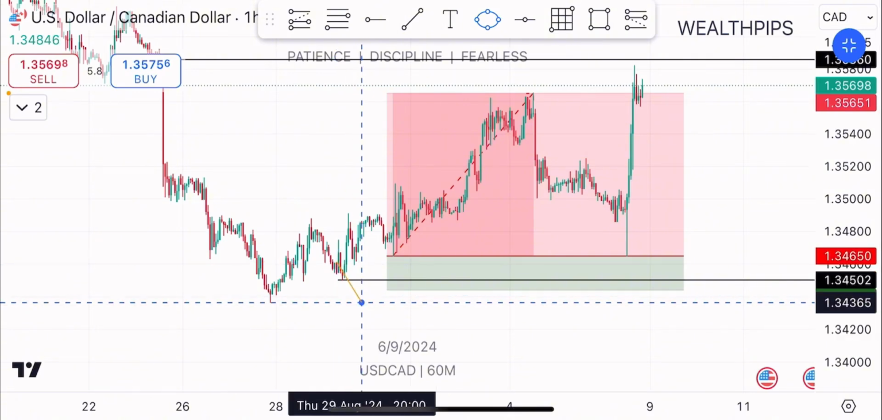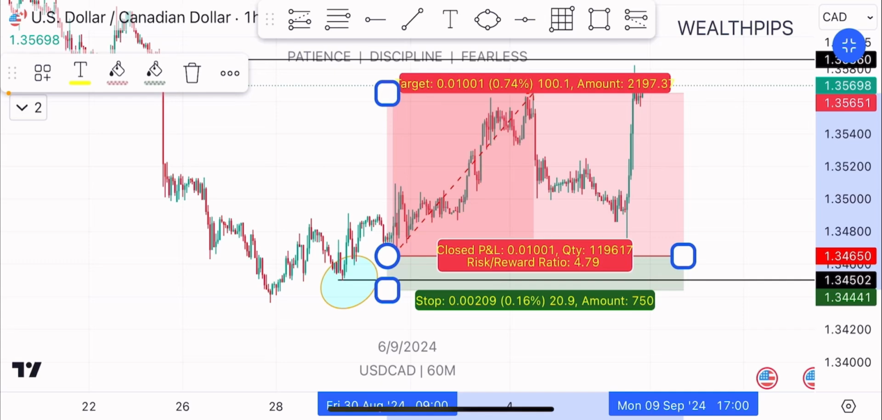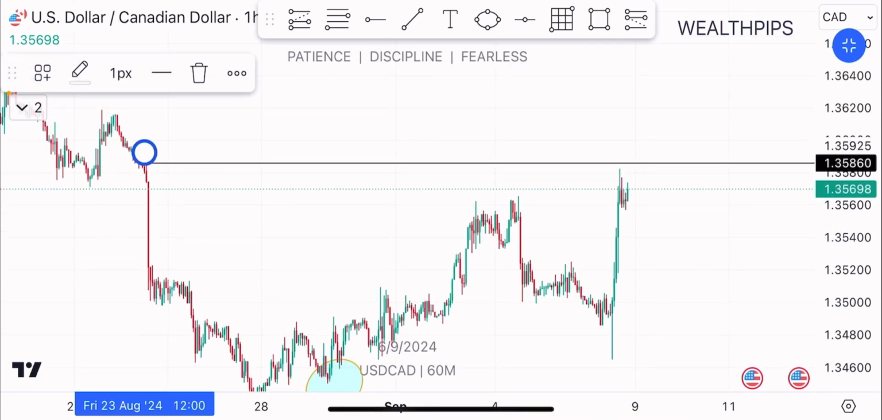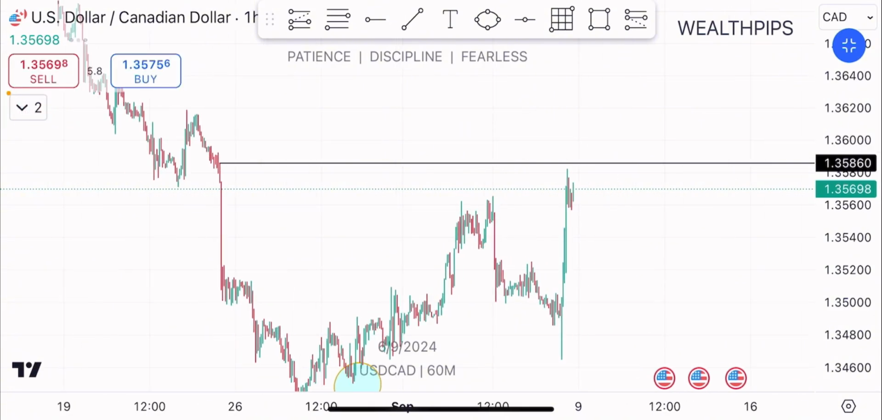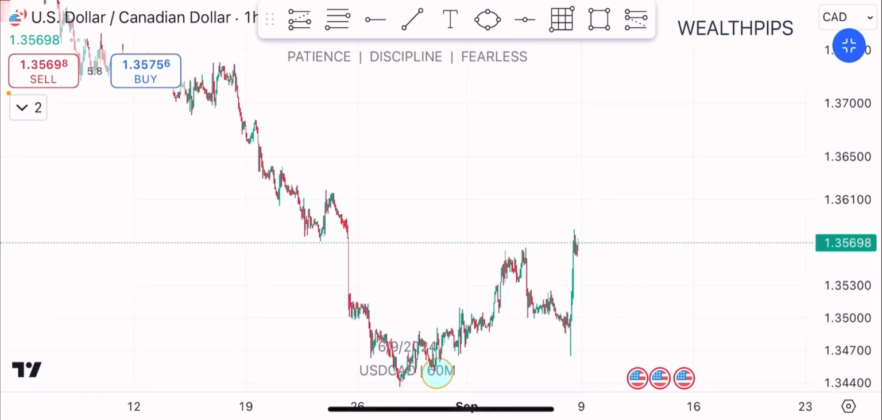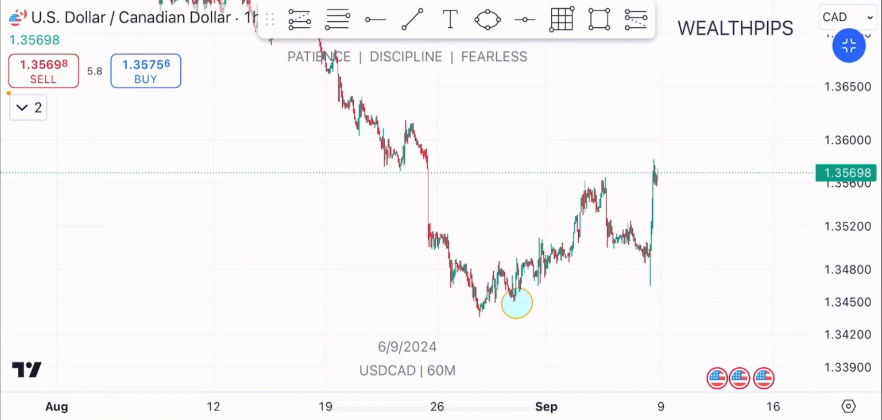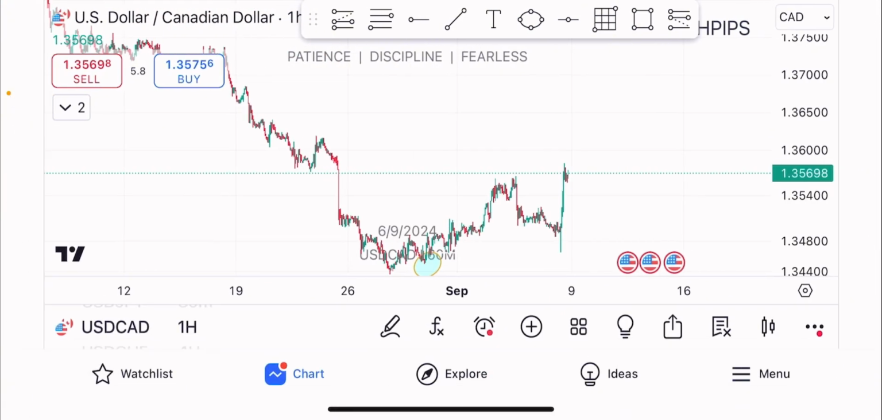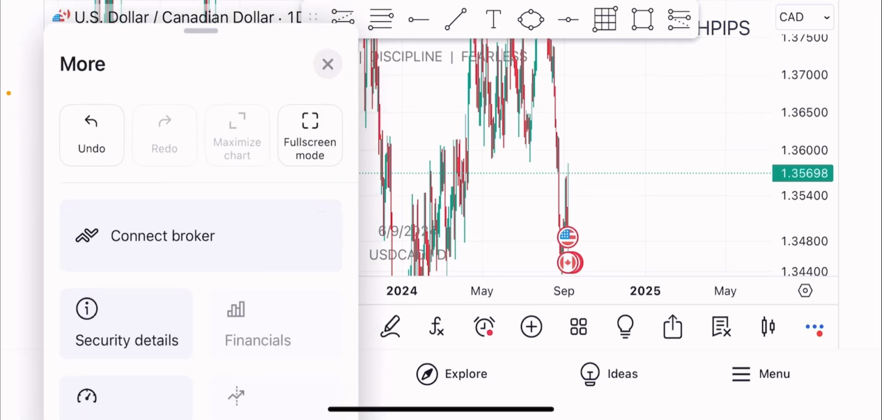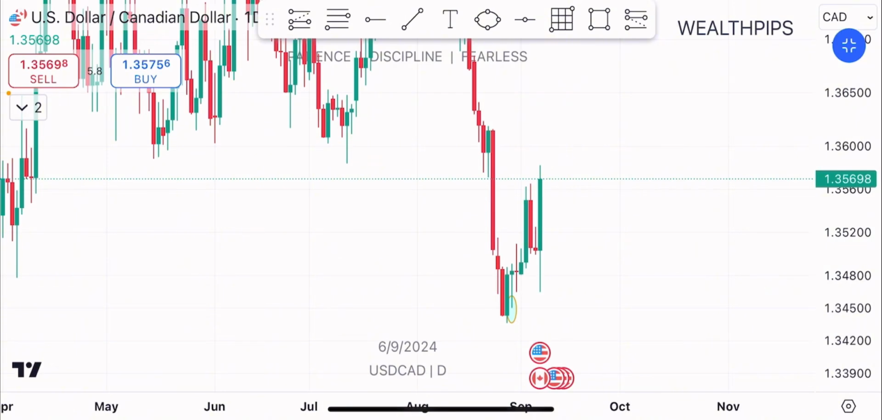For those of you that have been watching my previous video, you will see that I said after an aggressive move there will always be a correction. After an impulsive move there will always come a correction to correct that move.